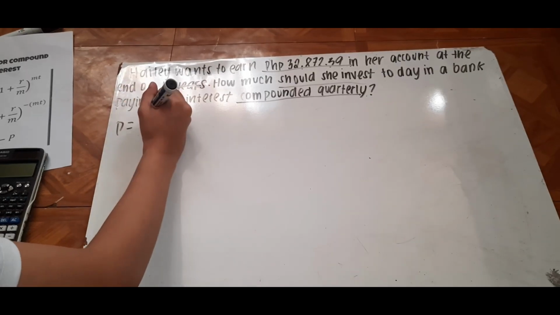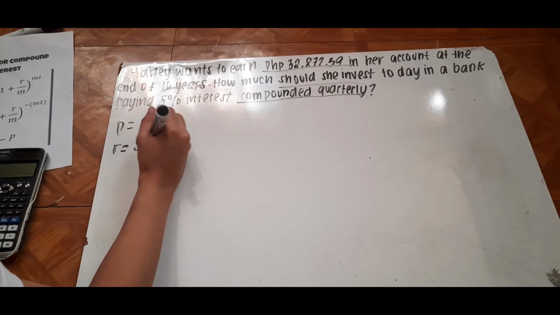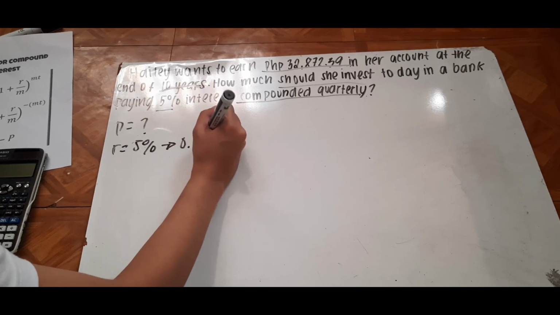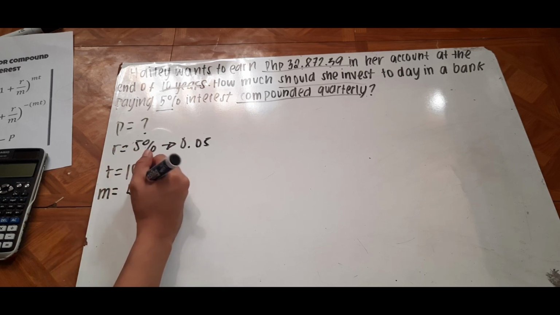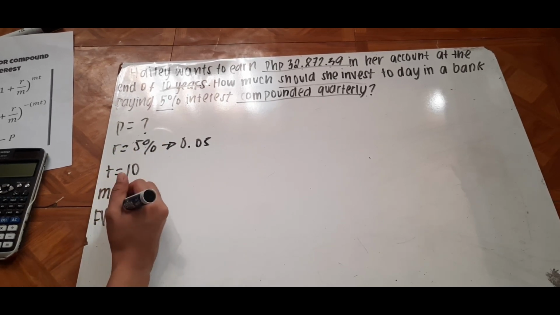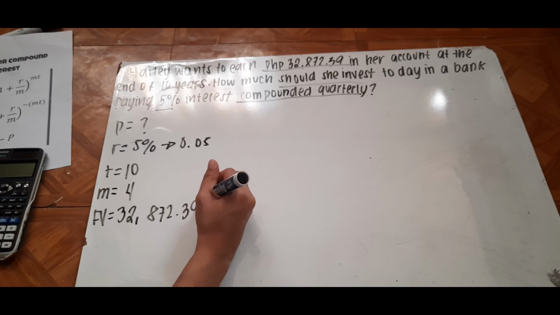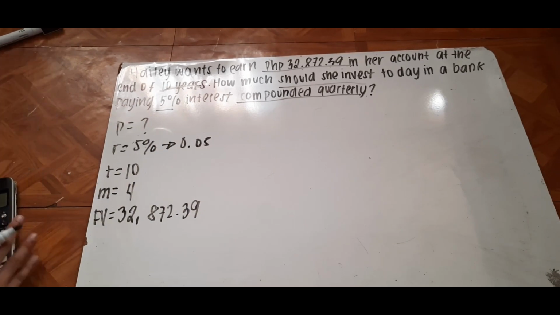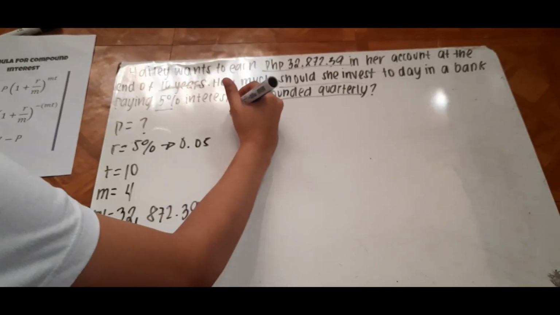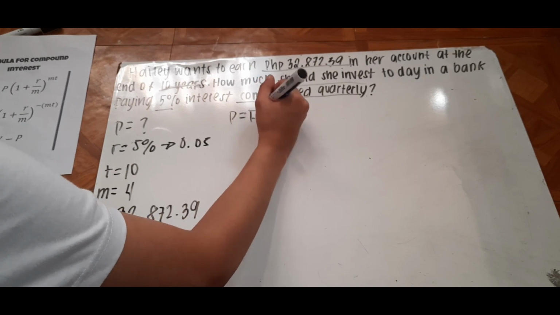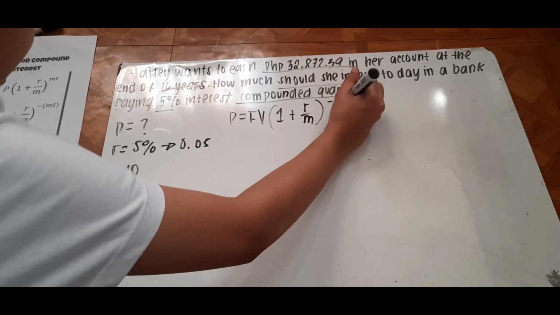So let's write all the given. Principal is missing. Rate is 5%. In decimal form, it would be 0.05. The time is 10. M is equals to 4. And the future value is 32,872.39. Now, since we're looking for the principal, we're going to use this formula. So let's write that down. Principal is equals to future value times 1 plus R over M raised to negative MT.